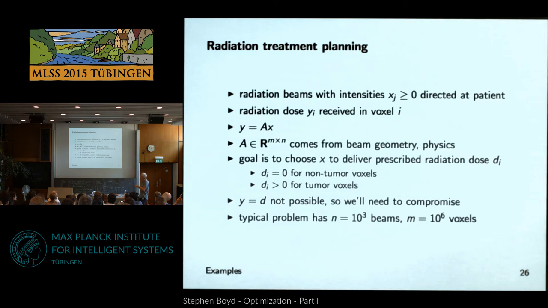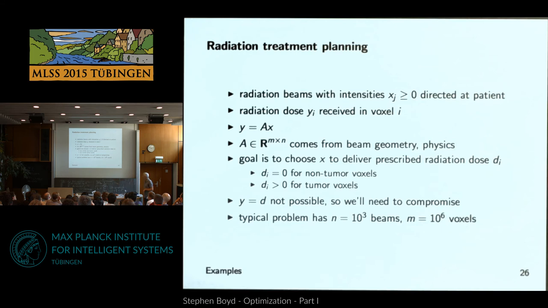And the idea is to choose the beams in order to give a prescribed radiation dose d_i. Ideally you'd like to give nothing to the non-tumor voxels, and the prescribed dose on the tumor voxels might be 50 grays or something like that. The idea is to kill it or damage it. Now, it's not possible. There's no x that gives you Ax equals d, so you're going to need to compromise.